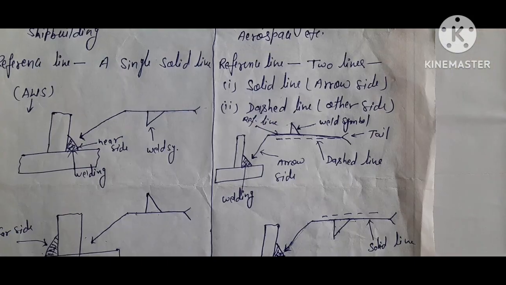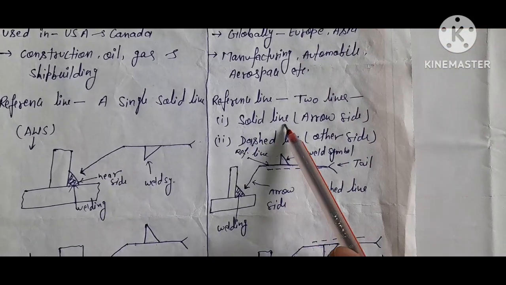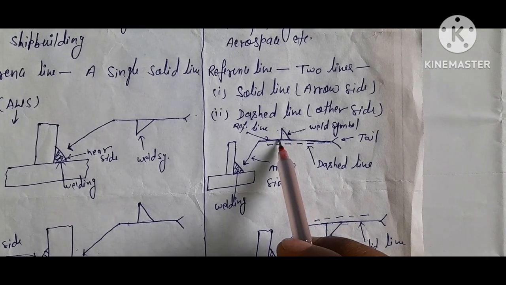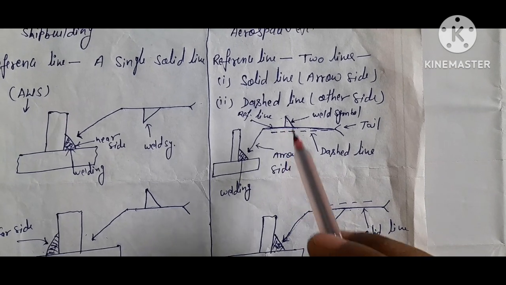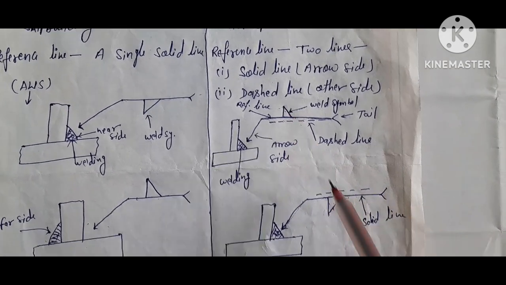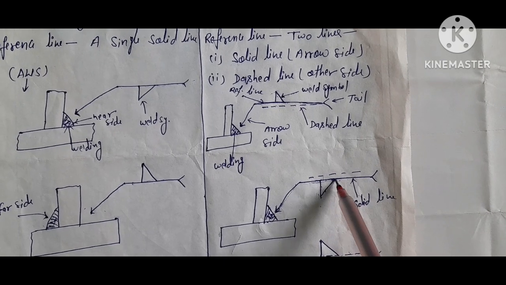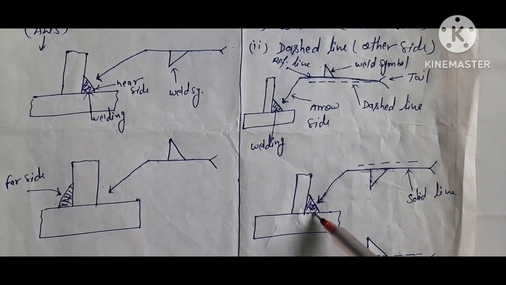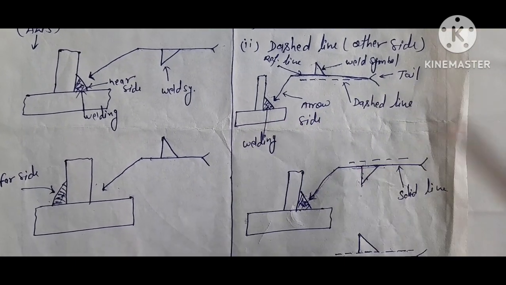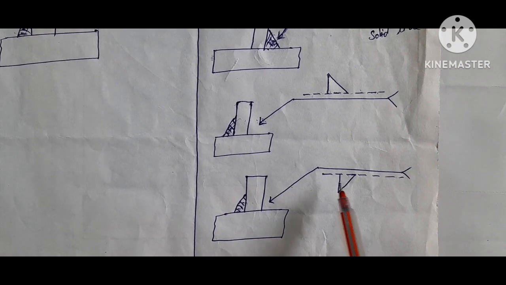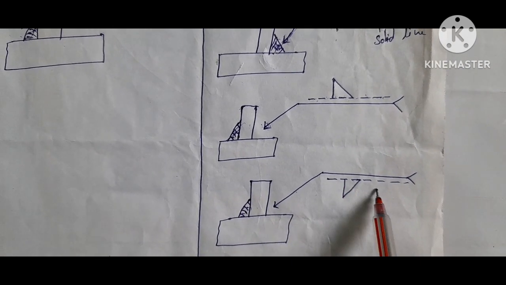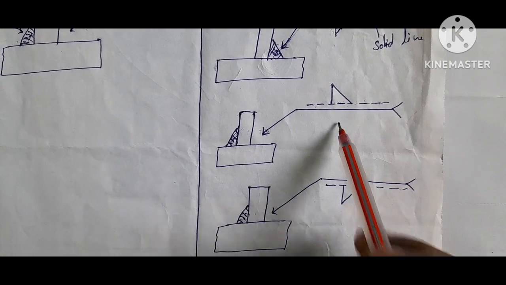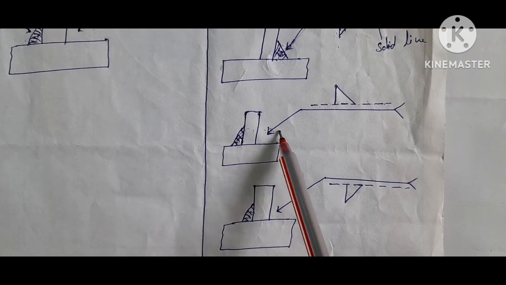the arrow line. While ISO has a solid line as well as a dash line. So if the weld symbol is situated on the solid line, and here with the dotted line, it does not matter whether the weld symbol is above the dash line or below the dash line. If it is on the solid line, then it means near the arrow side, near the arrow line, welding is done. And if the weld symbol is situated on the dash line, it does not matter whether it is on the downside of the dash line or above the dash line. It means welding is done on the far side of the arrow line.